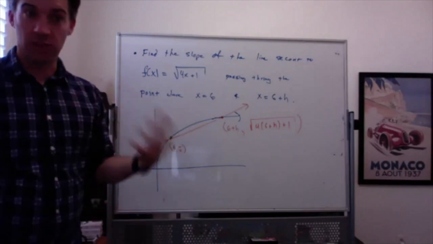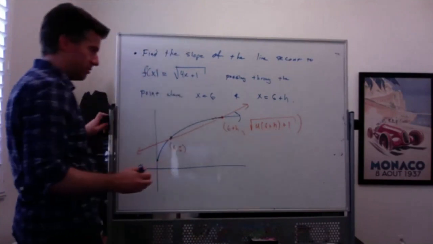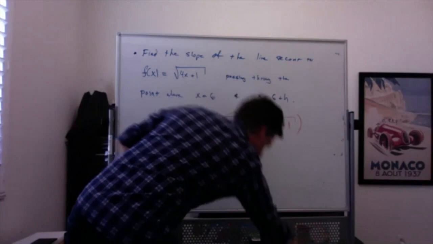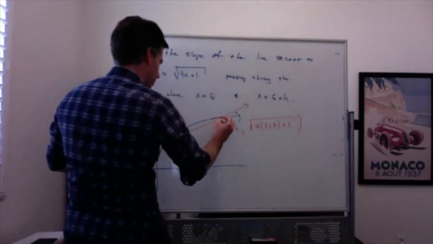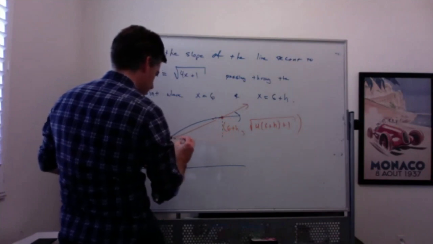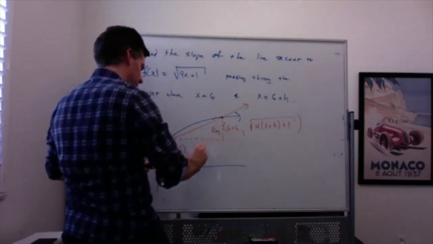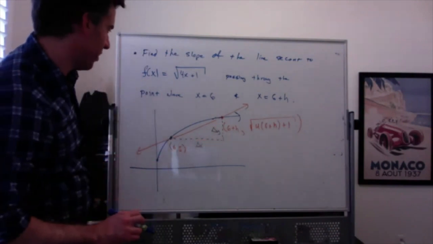So again, we're just using the slope equation. I'm going to do the difference in the y's. I can totally draw a picture here. Come on, pens. Right. So we're just doing the difference in the y's over the difference in the x's. I might be able to draw a nicer picture in a second.